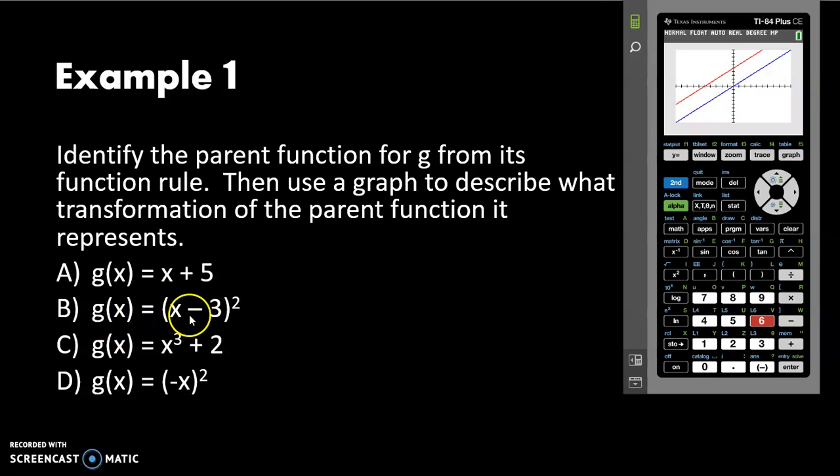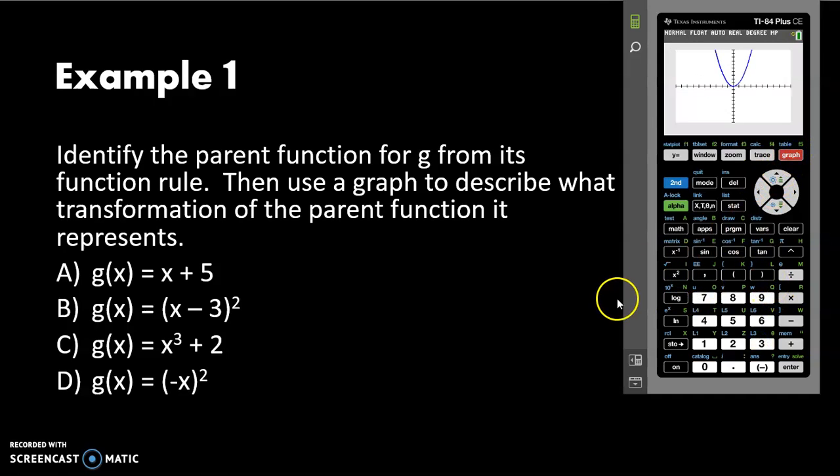Let's look at B now. It gives g of x equals x minus 3 squared. Notice this x is being squared. Even though it's outside the parentheses, the x is in the parentheses, meaning the square is occurring to it. So that means that our parent function is the x squared parent function. So x squared is here. And now I need to type this function exactly as it appears. So parentheses x minus 3 parentheses squared.